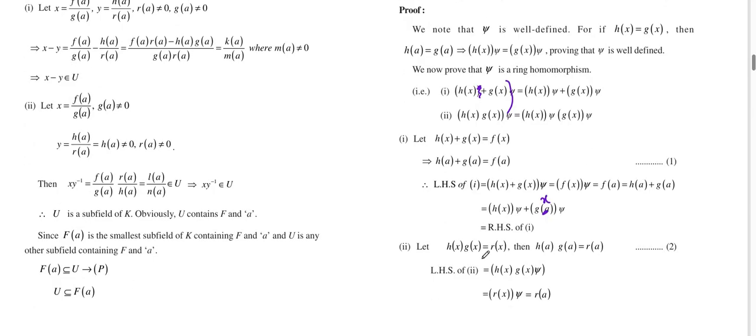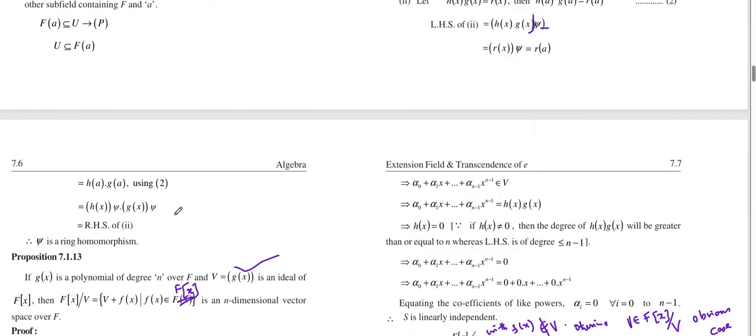In the same way for the LHS, if you take the product to be some polynomial r(x), then h(a) into g(a) will be r(a). With a similar procedure, if you consider the LHS, it is h(x) into g(x), the image of that under psi. So this bracket should have come here, not this. So this is r(x), the image of r(x) under psi, which is r(a). But r(a) is nothing but h(a) into g(a), which is nothing but the product of the image of h(x) under psi and the image of g(x) under psi. So that proves the second subdivision, and therefore psi is a ring homomorphism.